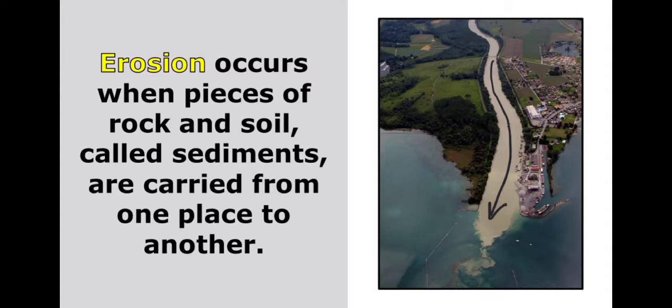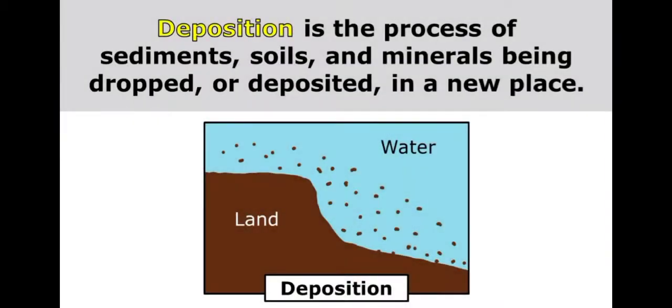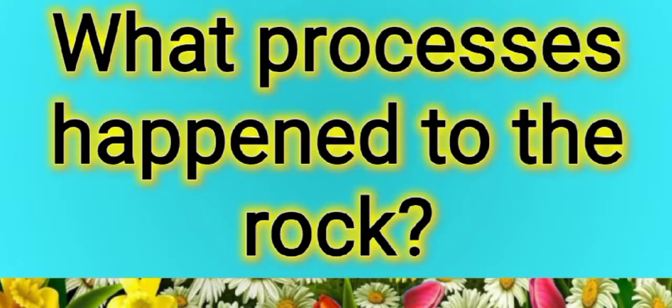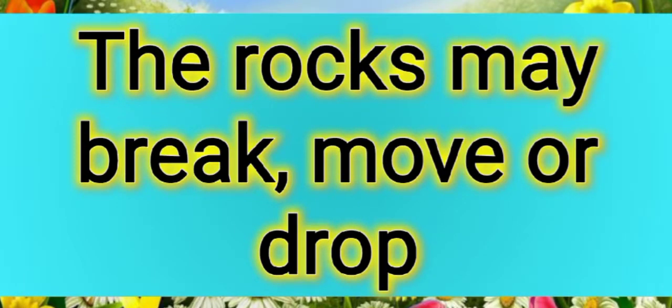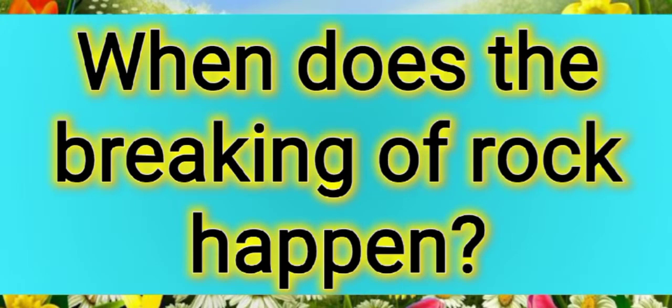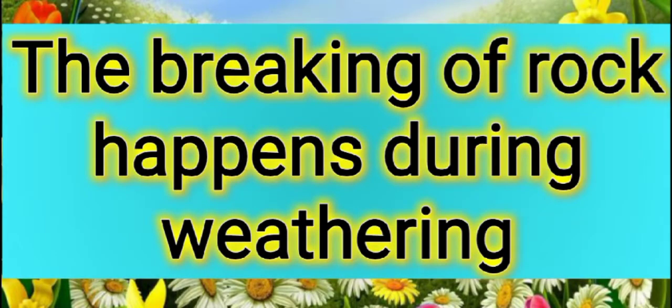As you can see on the river, it's brown because of sediments that come from upstream. And when we say deposition, it's the process of sediments, soils, and minerals being dropped and deposited in a new place. So what processes happen to the rock? The rocks may break, move, or drop. And when does the breaking of rock happen? The breaking of rock happens during weathering.